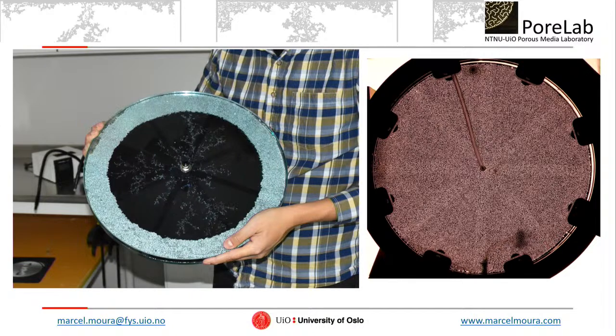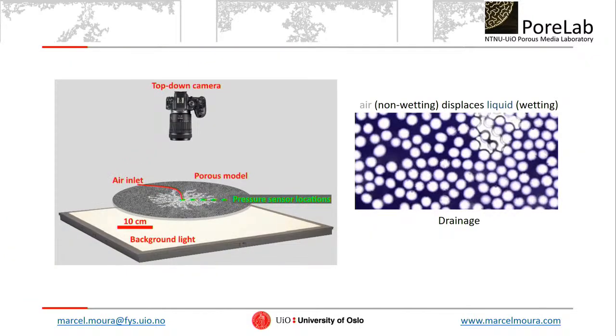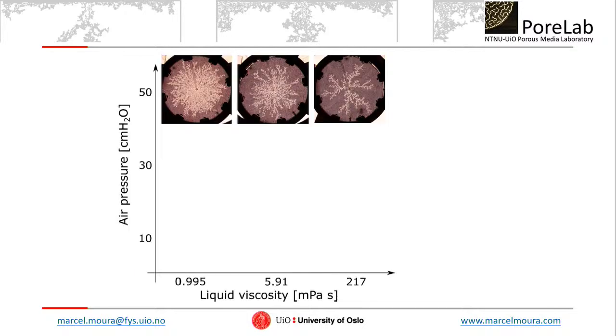This is what the model looks like. It's about 40 centimeters in diameter, so this is not microfluidics. This is centimeter scale type of experiments. And we have a bunch of pressure sensors that we put around here. I think we use 5 or 6, so that we can have an idea of the pressure field as well in the experiments. The 3 experiments that I showed you are these 3 here.